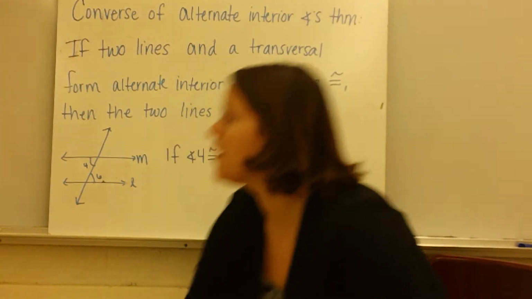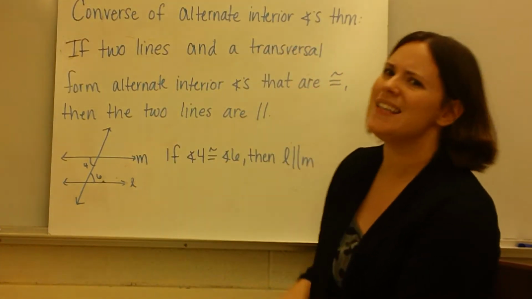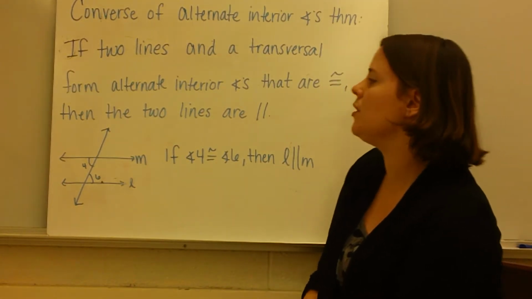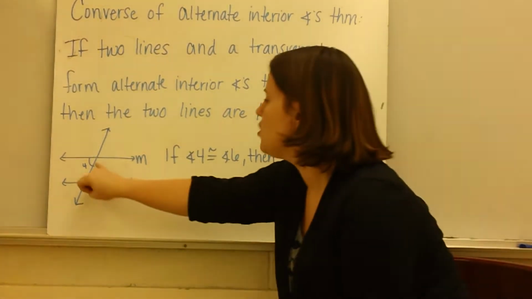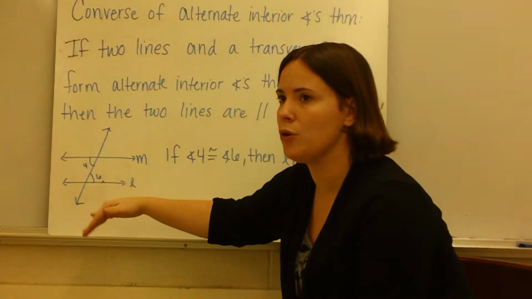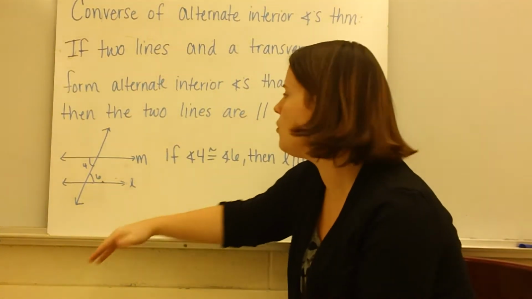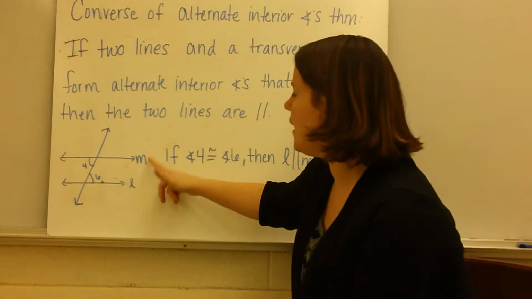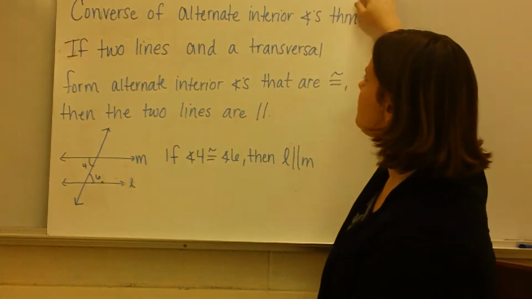It's the converse of the alternate interior angles theorem. It's the same thing. If 2 lines and a transversal form alternate interior angles that are congruent, then the 2 lines are parallel. So if I can prove angles 4 and 6 are congruent by proving that x equals or the angles equal, I can say since angle 4 is congruent to angle 6, then lines L and M are parallel.